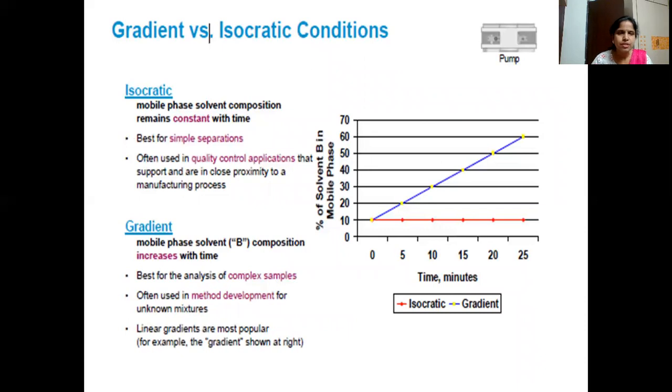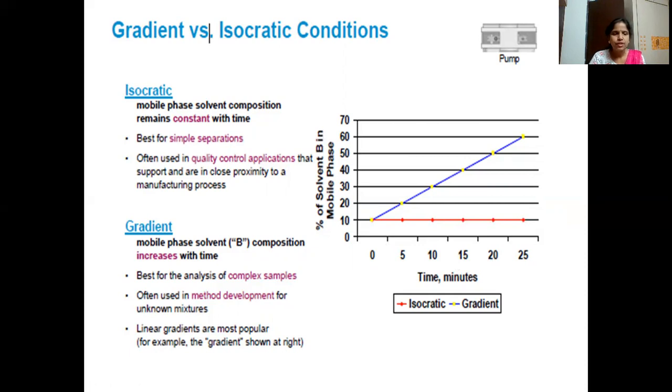Now you can see the main advantage of using the gradient pump. First we'll say isocratic. Isocratic is simple. The composition remains constant with time. Even in the graph, you can see this red line, which is constant throughout the time, after 5, 10, 15, 20, 25 minutes of running the HPLC. The concentration of the mobile phase is constant. It is used for simple separations, and often used in quality control applications also.